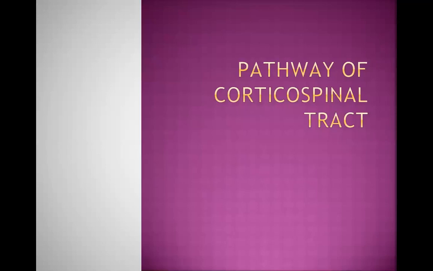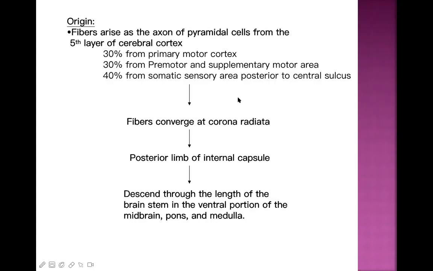Now let's talk in detail about the pathway of the corticospinal tract. You should focus on this part very nicely. Now, what is the origin? These fibers arise as the axons of pyramidal cells from the 5th layer of the cerebral cortex. In the primary motor cortex, these cells are known as Betz cells.